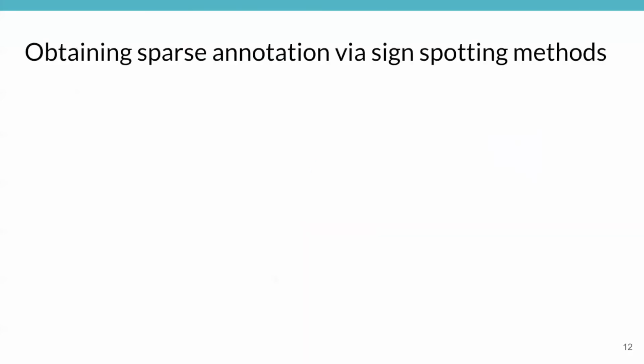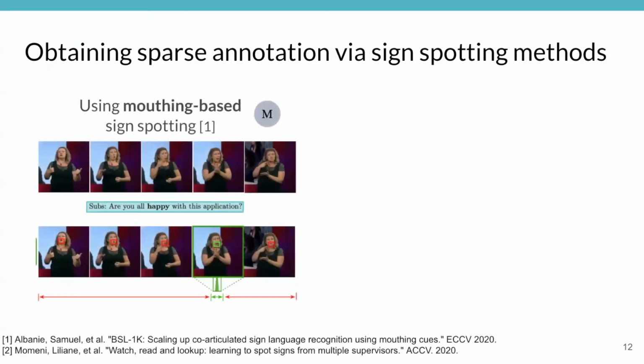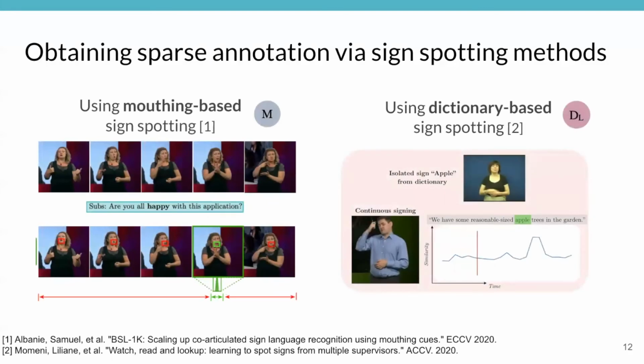However, one of the key challenges to obtain a good sign video embedding is the lack of annotated sign language data. To address this challenge, we propose the Spotlight framework, which we use to obtain a large number of automatic sign annotations on the How2Sign dataset. We start by obtaining a first set of sparse annotations using two previous sign spotting techniques based on mouthing and dictionary examples. Both works are listed at the bottom of this slide.